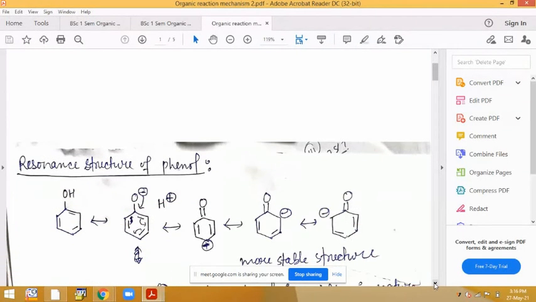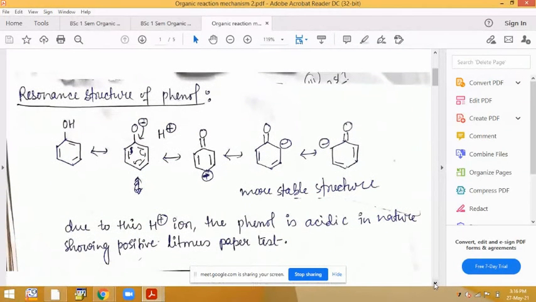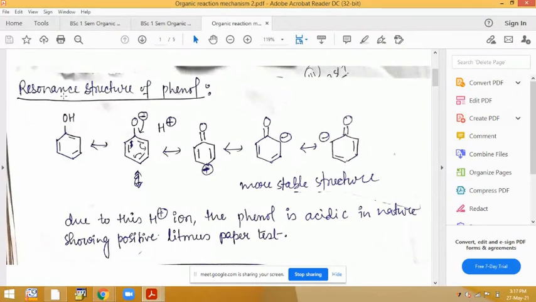If I see the resonance structure of phenol, phenol means the OH group is present here. Now if I release H plus, H plus dissociates and O minus remains. This negative charge is in resonance with the double bonds of the benzene ring. Now you see it may be rotated, and in this way four resonating structures are possible.